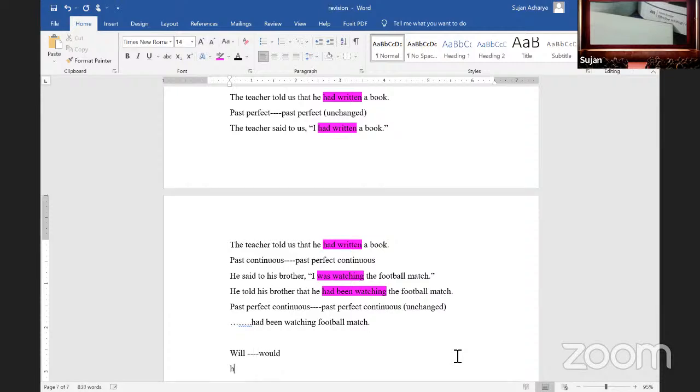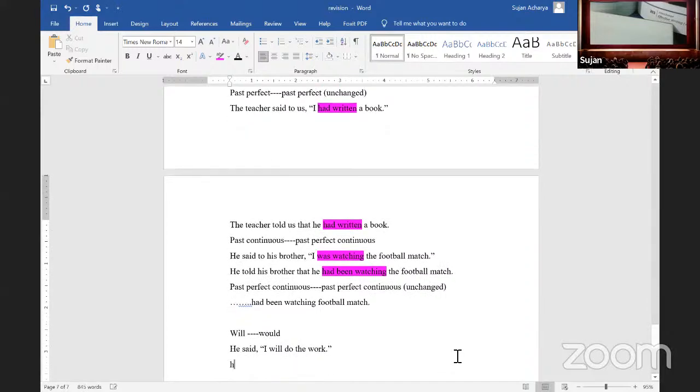For example, he said, "I will do the work." He said that he would do the work. This will in direct speech changes into would.